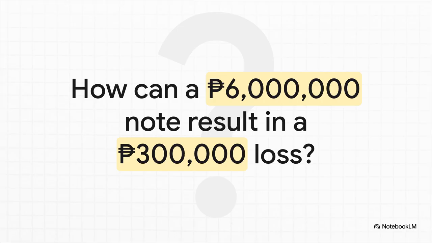So let's kick things off with a puzzle, and this one's a classic from the CPA review materials. Seriously, think about it. You get an IOU for 6 million pesos, but somehow the books show a 300,000 peso loss. How on earth is that possible? It feels totally backward, right?